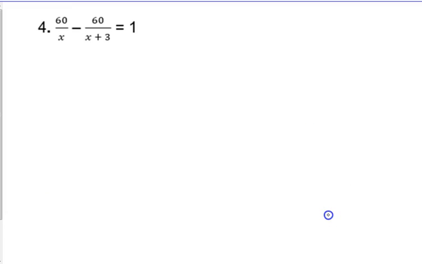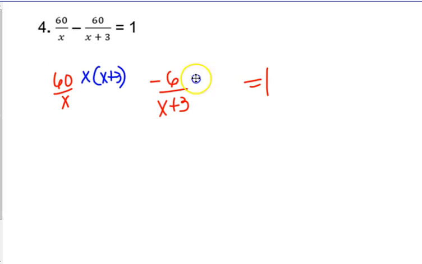All right, number 4, common denominator, x and x plus 3. So 60 over x minus 60 over x plus 3 equals 1. If I multiply through by both an x and an x plus 3, oh, this was a 60 here as well. Sorry, my bad.